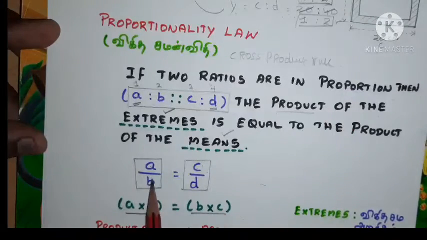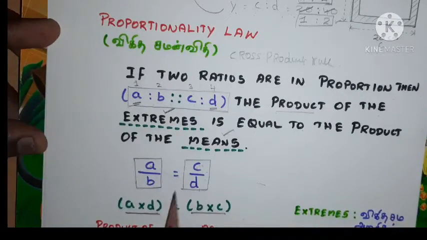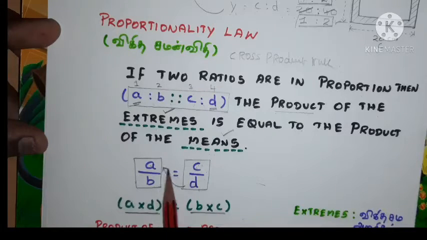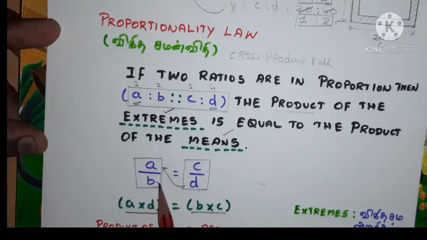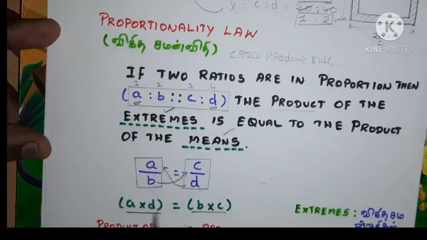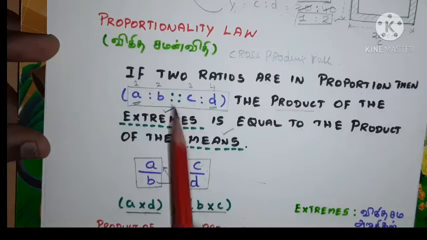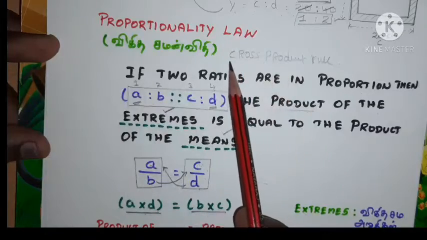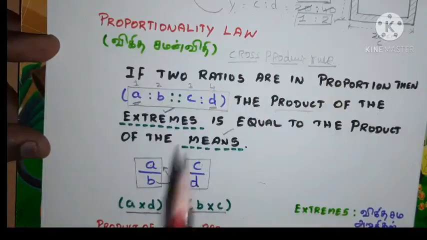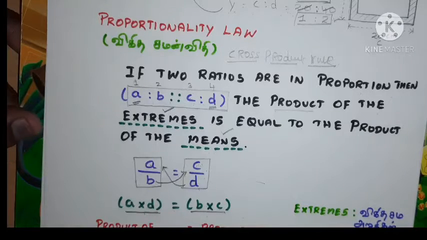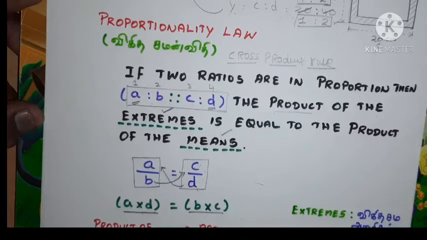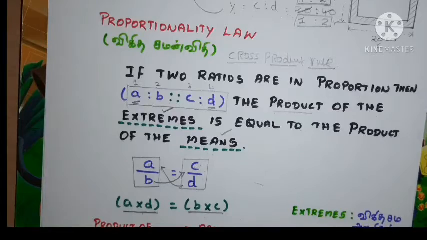In what way? Look at these two ratios, A by B is equal to C by D. Now in general mathematics, D will go to this side and B will go to this side, in the sense A into D, B into C will come. So because of the cross multiplication that we are doing here, we can call this proportionality law, in another way, the cross product rule. So I think you can understand the proportionality law. This is one of the important properties of proportion, right? Fine. Next we are going to see about fourth proportional and third proportional.